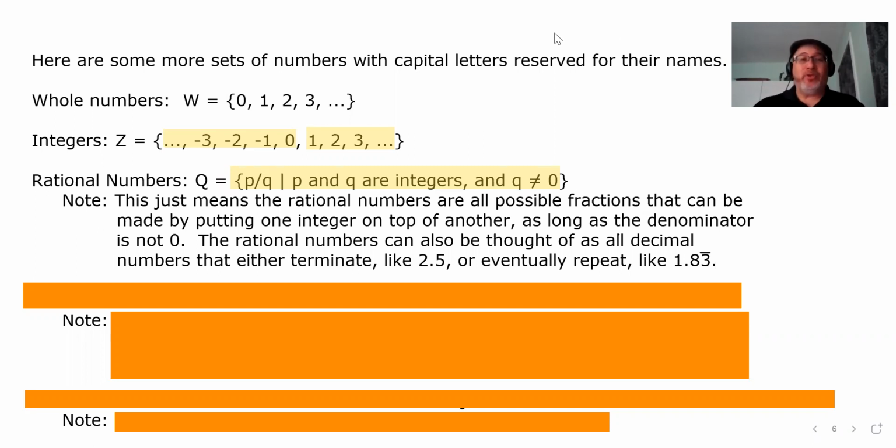The rational numbers, we'll get rid of this highlight and start over. The rational numbers, reserved with the letter Q, is the set of all fractions P over Q such that P and Q are integers and Q is not equal to zero. Note, this just means the rational numbers are all possible fractions that can be made by putting one integer on top of another. In other words, we take one number from this set.